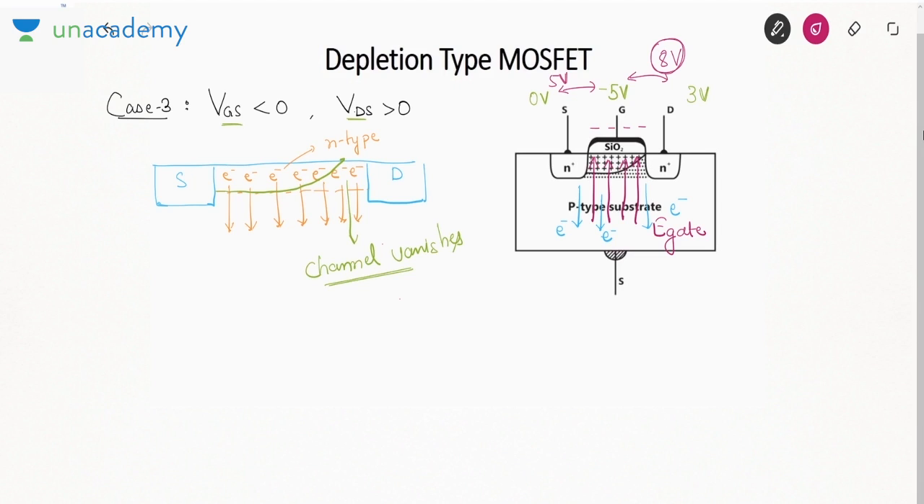Okay. In this condition, when the entire channel vanishes, we say that the MOSFET is in pinch off. Pinch off means no channel remaining. Okay. If there is no channel remaining, the current would be 0. Are you getting my point? If you keep on increasing the gate voltage, the channel will keep on vanishing. And when the entire channel is removed, you can see that there will be no current flow between source and drain. And you will call that condition pinch off. Okay. Is this fine?